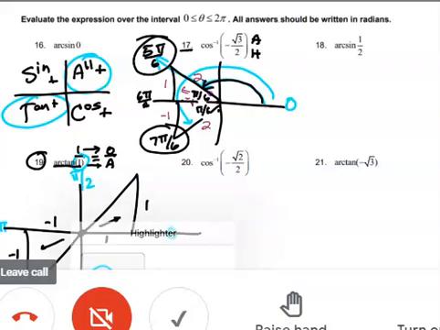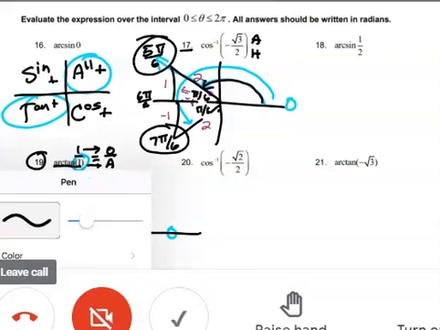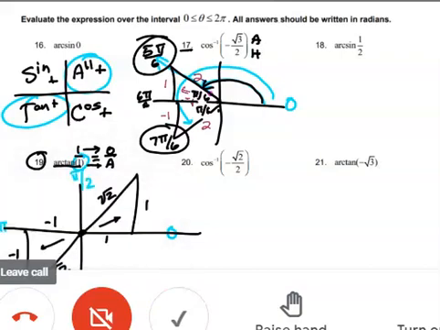So what kind of triangle do we have? A 1 and a 1? The hypotenuse is square root of 2, which is the same as a 45-degree reference angle in both cases. Now, 45 degrees is the same as pi over 4. Okay, so this reference angle is the same as pi over 4.